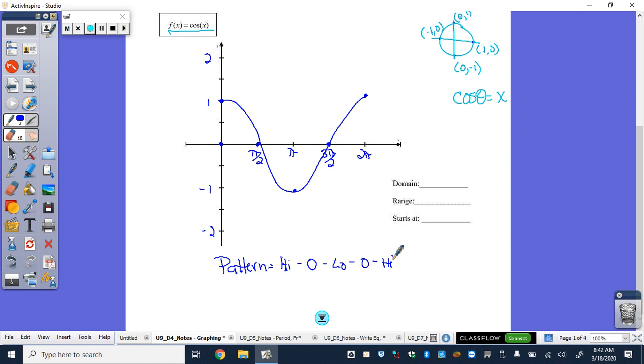That is our pattern. So if I could somehow take this part of my graph and kind of flip it, and then take this section here and flip that, there is our unit circle again. So as I was saying, they just take the unit circle and they cut it open so that it ends up making this curve here. So then we have our cosine curve.